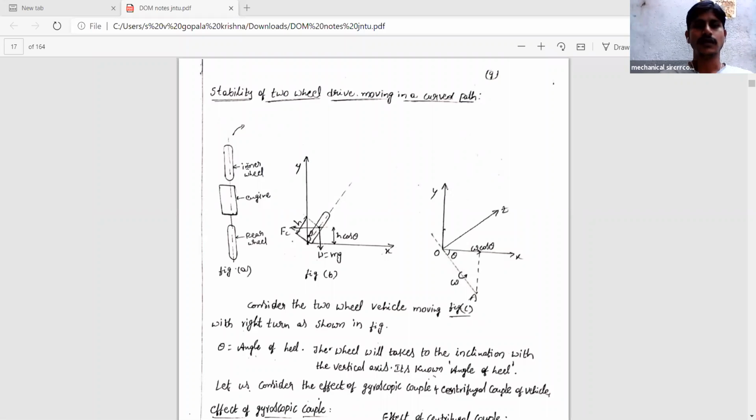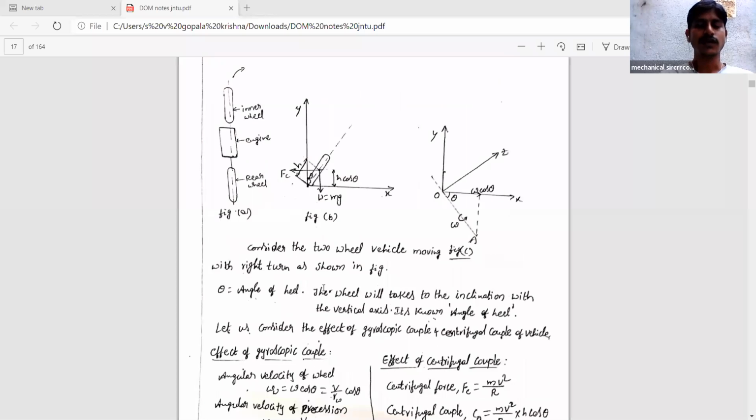So here, this also has the front wheel and rear wheel, and the engine is there. And now we will take the right turn. All of you observe that one of the important terms is the angle of heel. Angle of heel means the wheel takes an inclination with the vertical axis. It's known as the angle of heel. So all of you observe figure B.